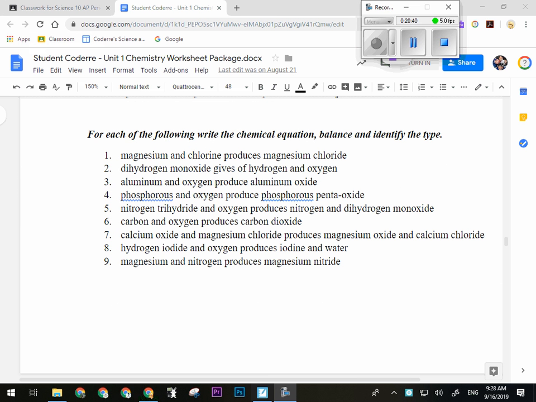Okay, I think there are actually a couple of mistakes on the key, but there definitely is a mistake on the key for number 3 here, going from words to formula. The key is totally wrong, okay?